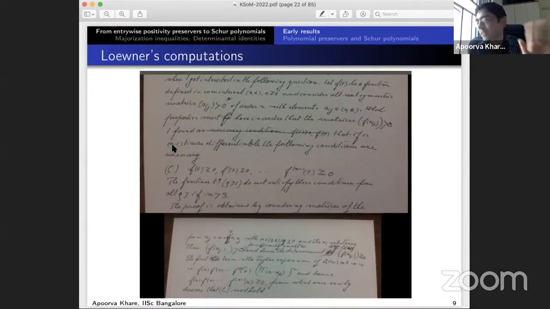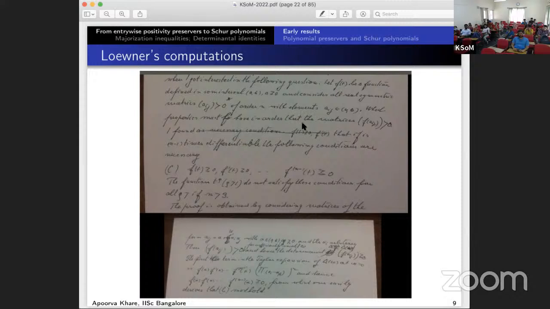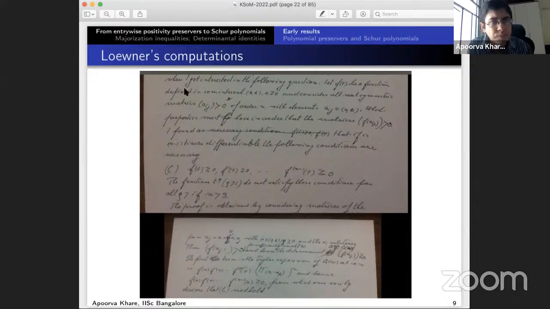But anyway, he was interested in this function and this question, and specifically in the case of power functions, it seems. But he asked the general question, and he found that as long as f is n-1 times differentiable, the following conditions must be satisfied. The function, its derivative, and so on: the first n derivatives, from order 0 to order n-1, must be non-negative.